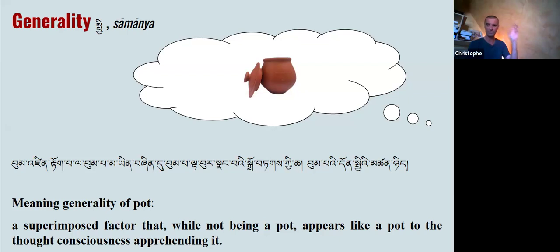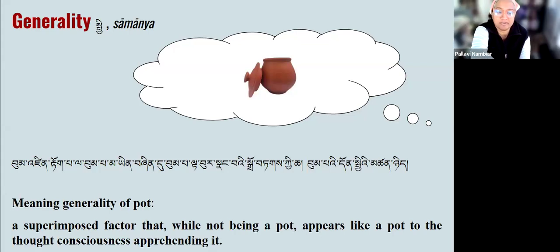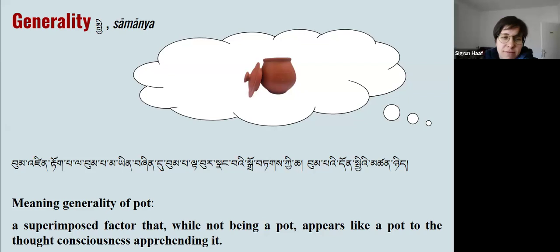We eliminate, the thought consciousness eliminates everything that is not just pot. When we think about pot, we don't think about red pot, clay pot, round pot, just pot. We could say the self-isolate of pot. And in the same way, it's for existent. Yes, exactly. So when we think about existent, the mind would exclude everything else, but it doesn't think of not existent. It thinks of existent.